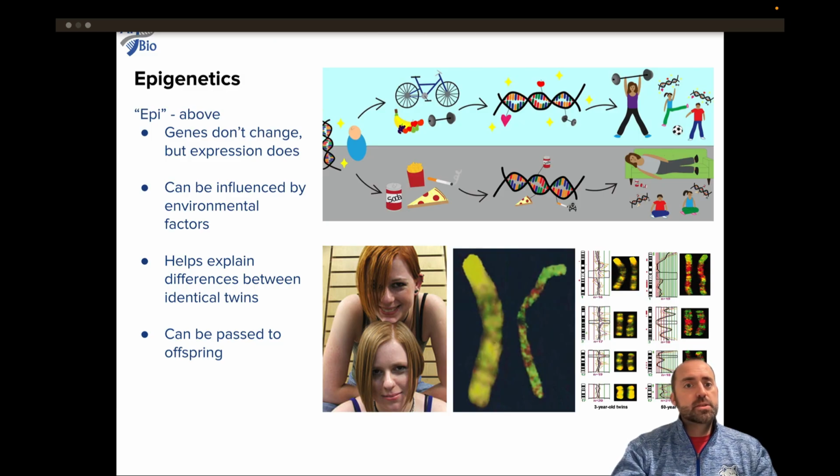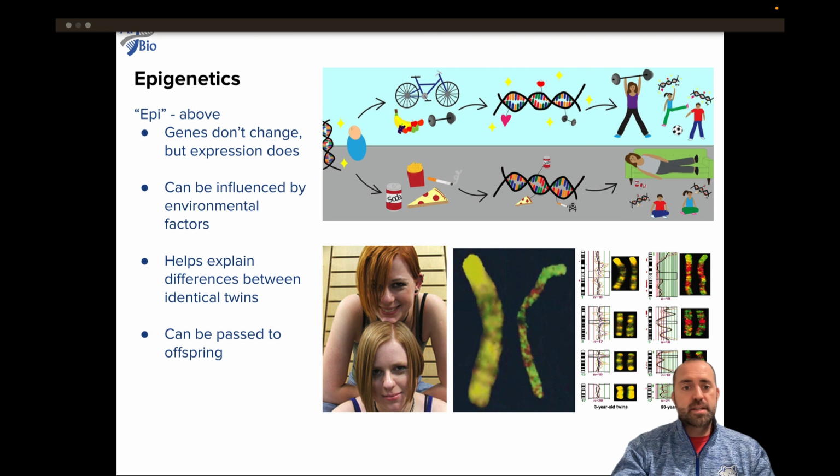And so this gets into epigenetics, where epi means above. It's like how your genes are controlled beyond just what they are. Your genes don't really change throughout your lifetime, but the expression of them changes. You are born with a certain set of genes, but how those genes are turned on and turned off can be influenced by environmental factors.